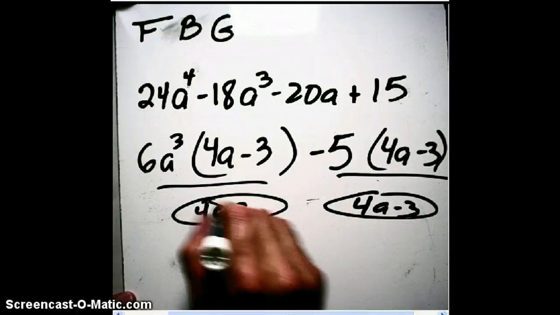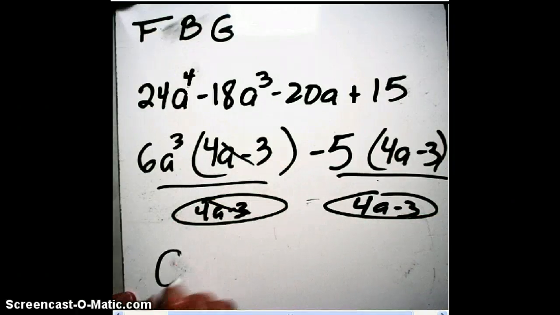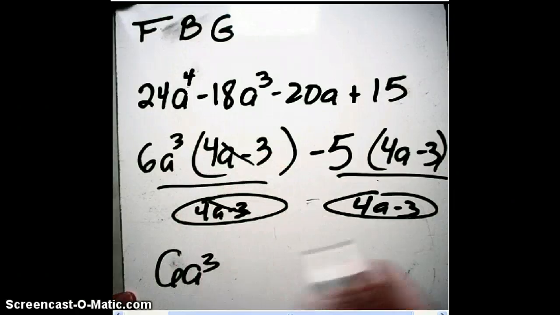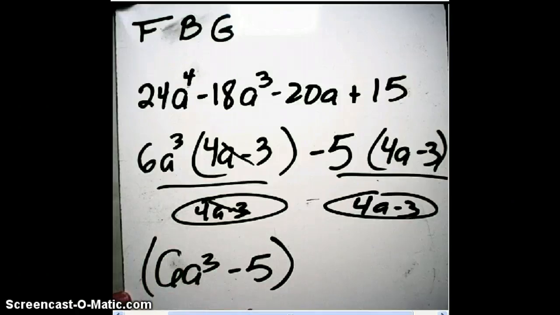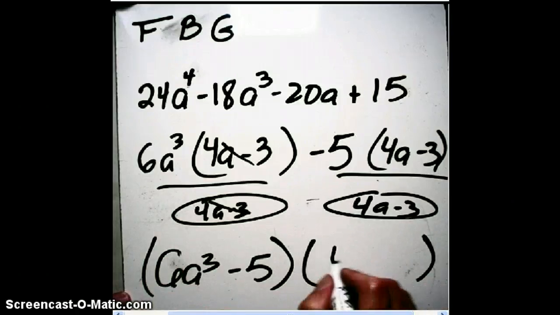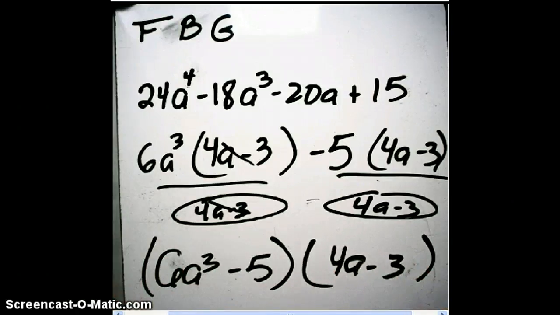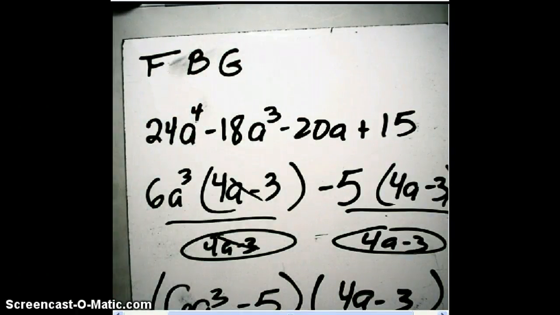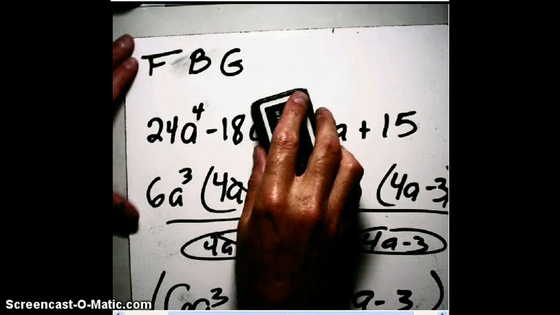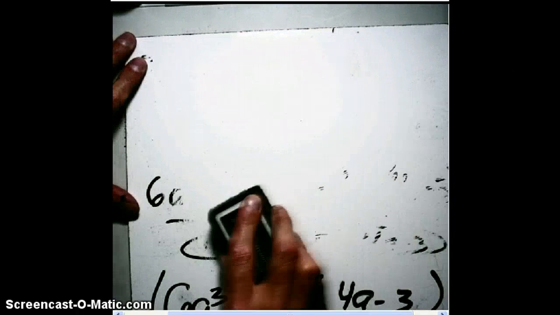What's going to happen here? I've got 6a cubed. What would happen here if I divided that out? I'm going to have a minus 5. So one factor is 6a minus 5, and the other factor is 4a minus 3. Again, this is called factor by grouping, and it is a neat procedure that you could use. All right, let's see. I think I got one more question I need to share with you really quick.